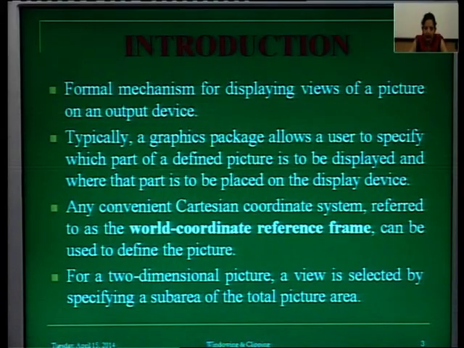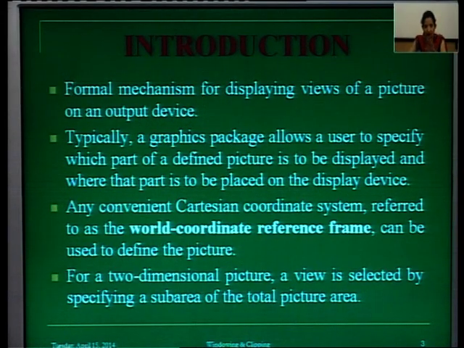Typically, the graphics packages allow a user to specify which part of a defined picture is to be displayed, and on which portion of the display device that part is to be displayed. There are two things. First is the defined picture. From that defined picture, which part will be displayed, and on the display device where that part is to be displayed. Any convenient Cartesian coordinate system, referred to as the world coordinate reference frame, can be used to define the picture. For a two-dimensional picture, the view is selected by specifying a sub area of the total picture area.